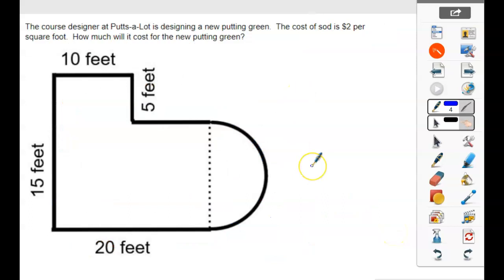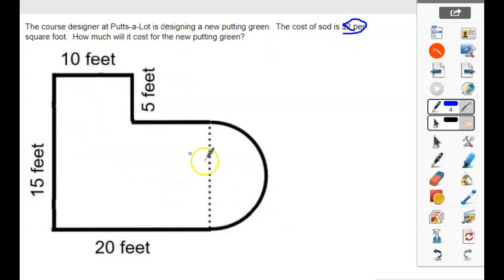The course designer of a Putt-a-Lot is designing a new putting green. The cost of sod is $2 per square foot. How much will it cost to put in the new green? All right, so this is asking for square feet, $2 per square foot, okay? Also, a putting green is grass that's going to fill in this whole area here.